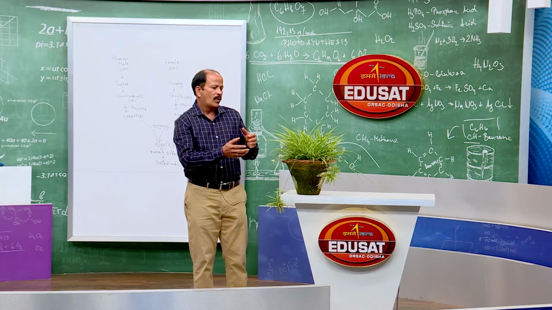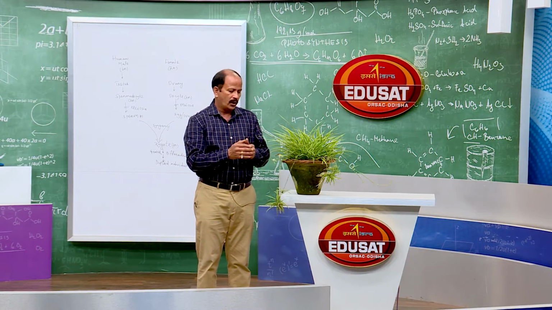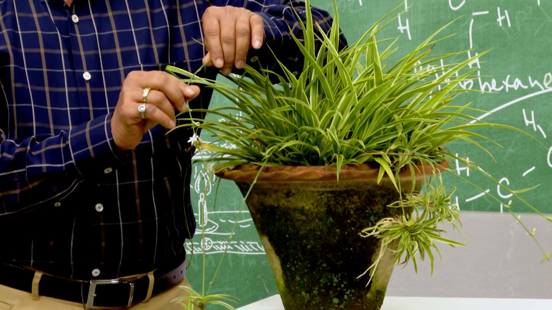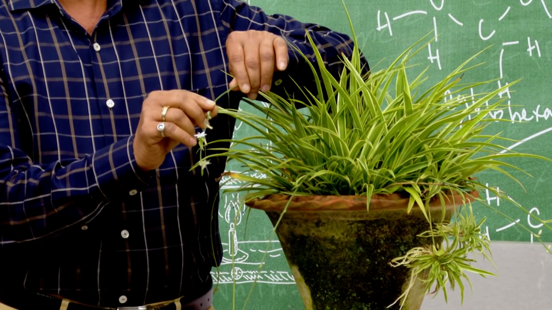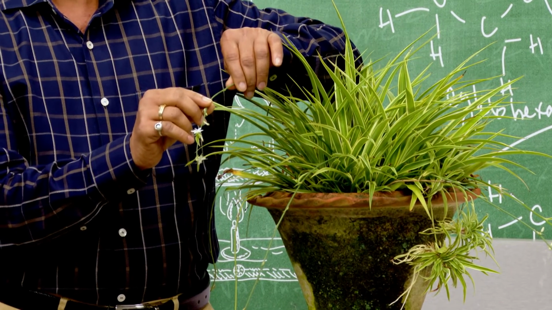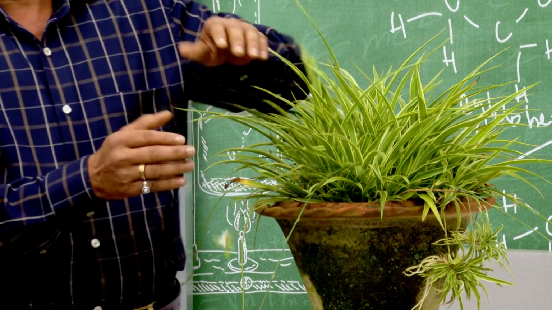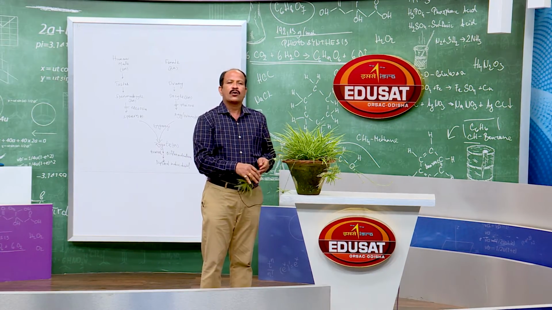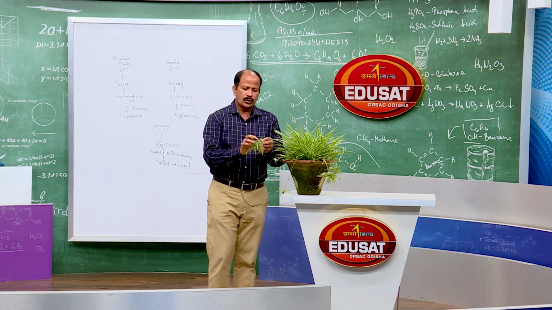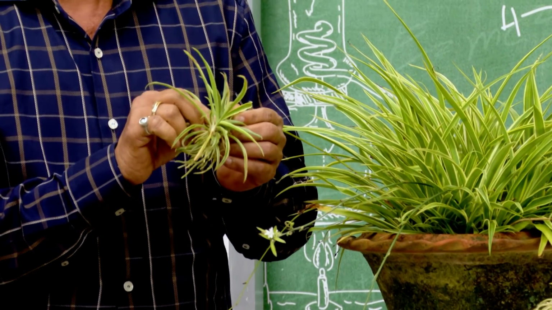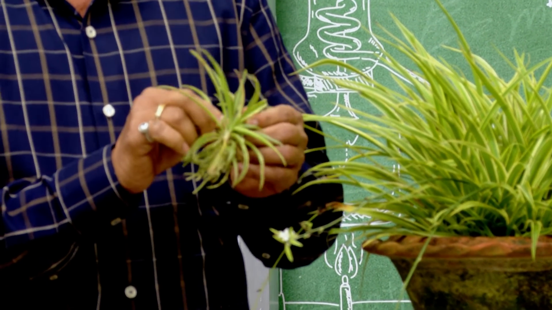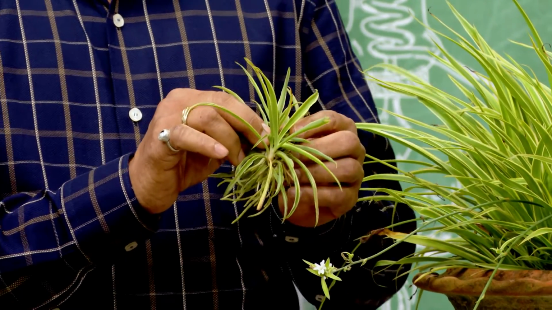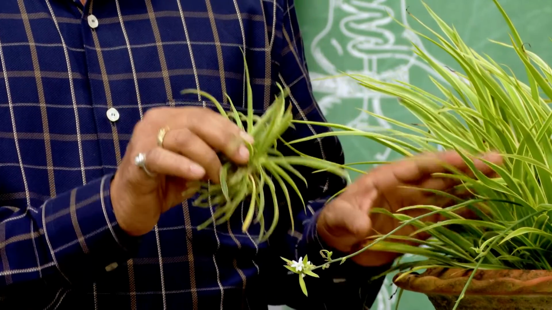Why do I have this plant before you? Because you can see the flowers here, but these flowers do not give rise to fruits and seeds. Instead, when this plant fails to produce seeds, then an alternative way is production of these kinds of reproductive structures called bulbils. So, these are the asexual reproductive bodies in this plant, Chlorophytum. This is a monocot plant.